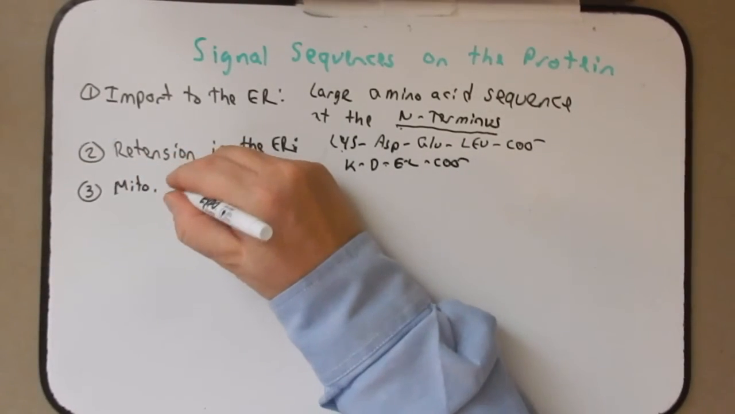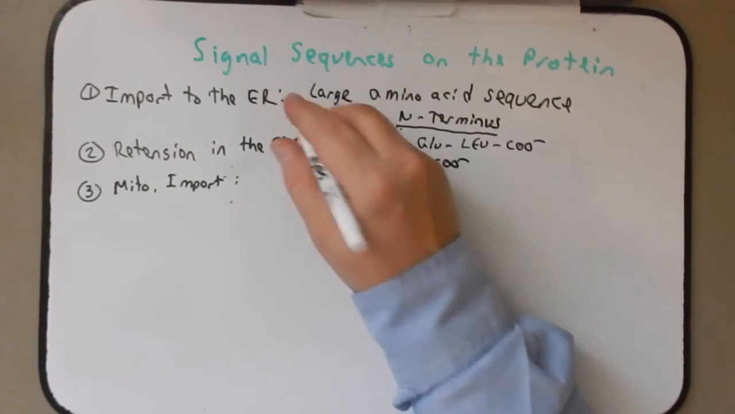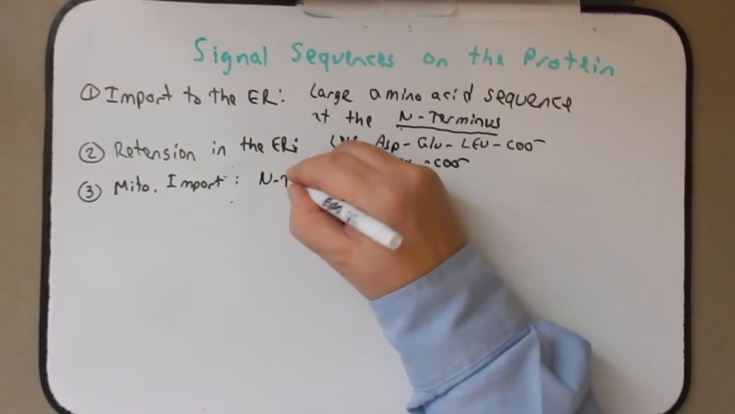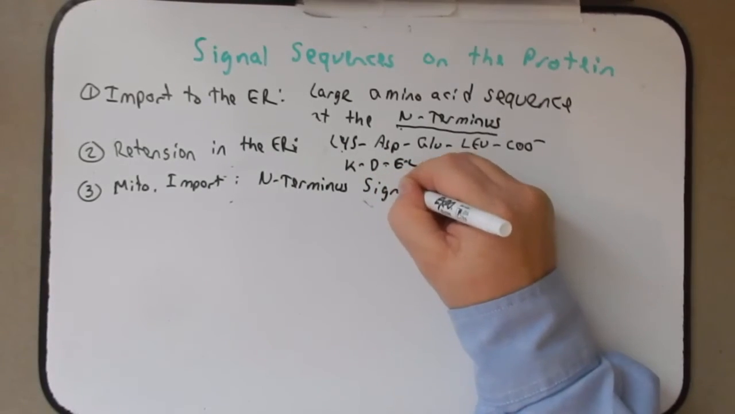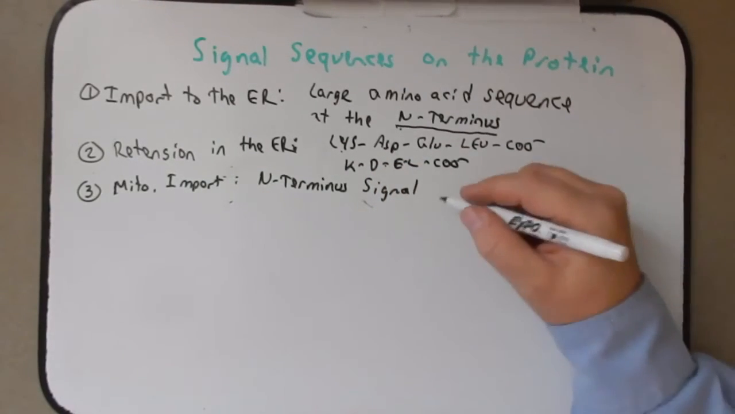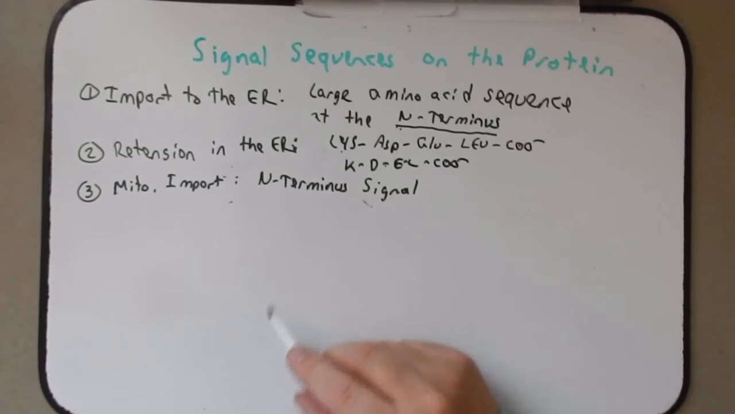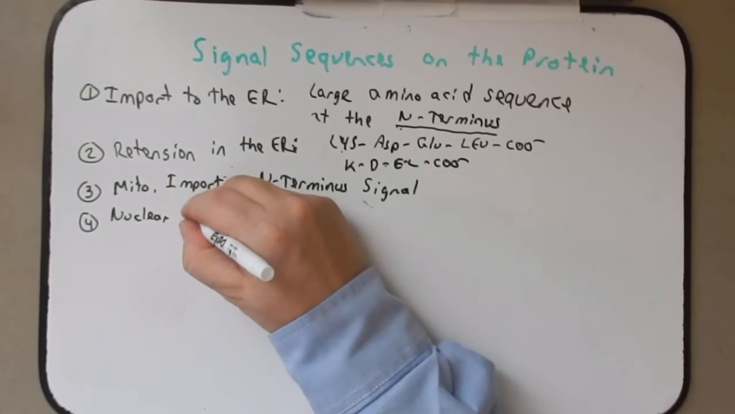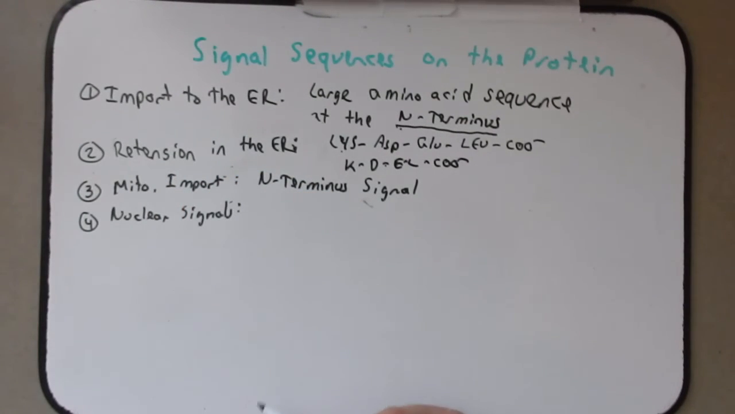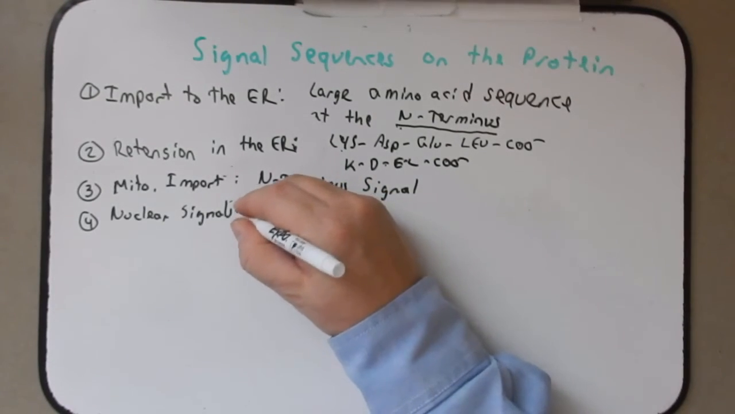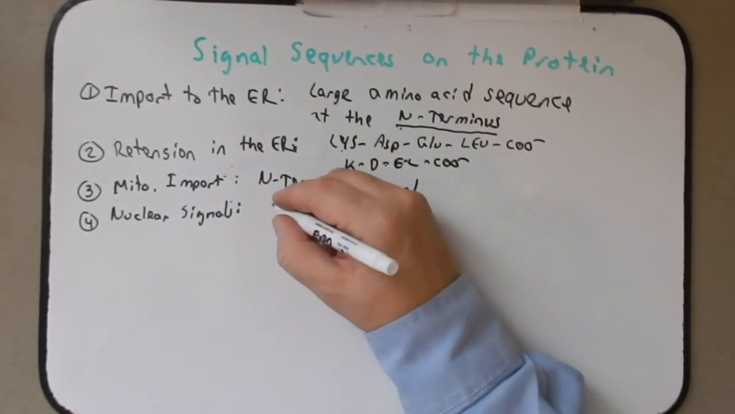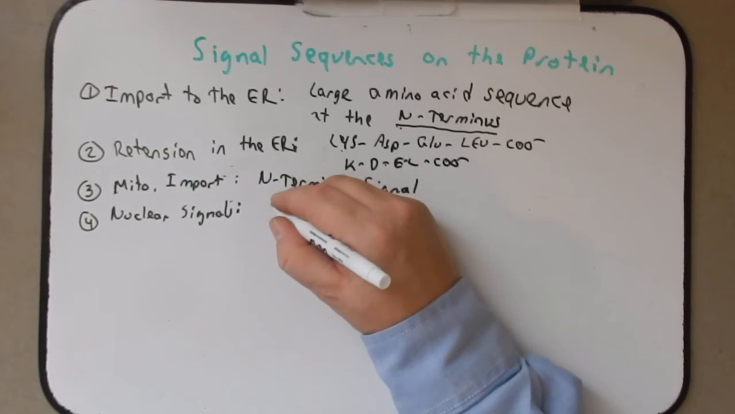So mitochondrial import, like the ER, also has an N-terminus signal. There's some variability on this actual signal, and it's a fairly large one, so I don't need you to remember the whole sequence, but you should know it's at the N-terminus. For nuclear signals, remember, nuclear proteins are fully folded when they enter the nucleus. So they don't require the signal to be at any particular point. It just needs to be exposed on the outside of the protein.